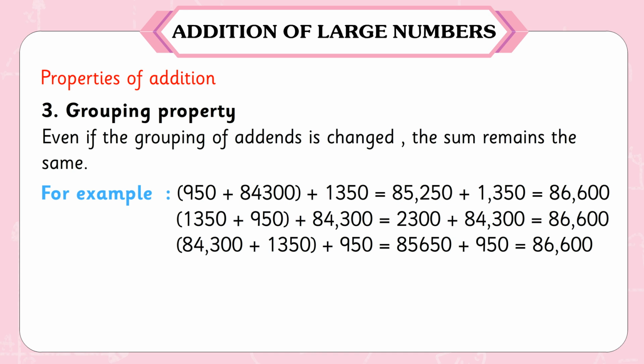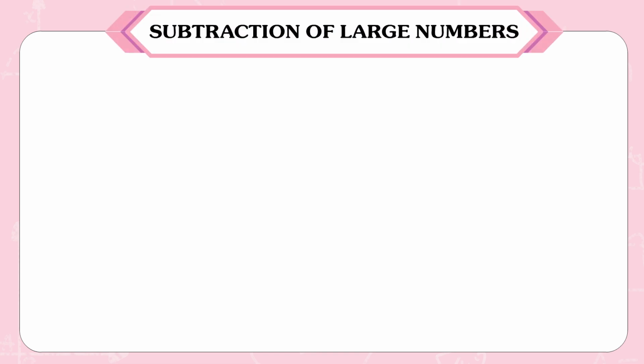84,300 plus 1,350 plus 950 is equal to 85,650 plus 950 is equal to 86,600. Subtraction of large numbers.